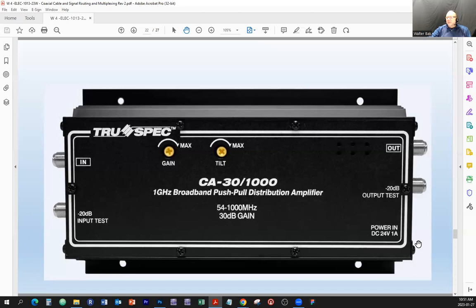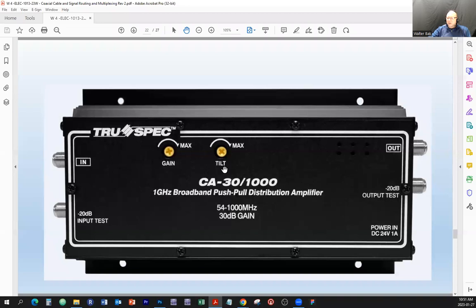Same thing on the output. Signal is lowered 20 dB, so you can comfortably see it on the regular television set. And here's the mysterious tilt control. Sometimes it is called a slope. Same thing. Some companies call it tilt. Some companies call it slope.